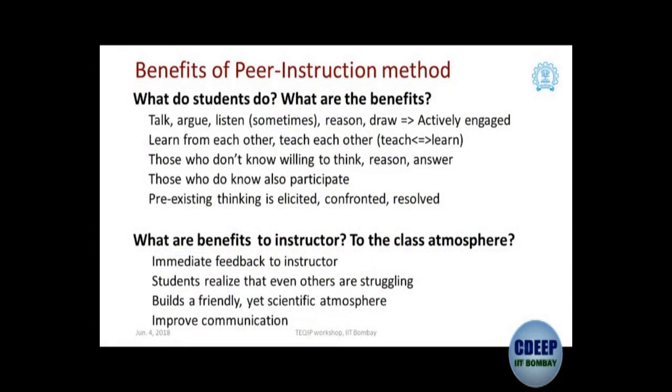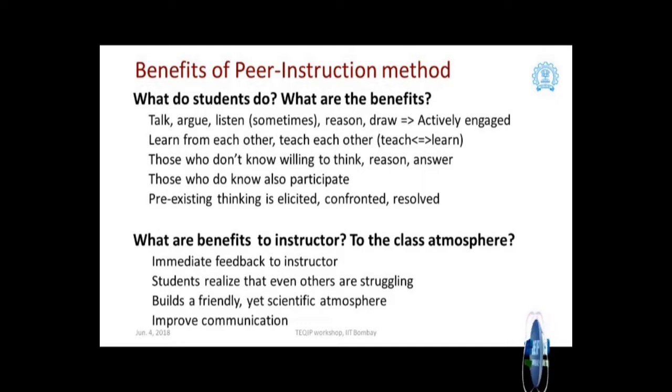And also, if you remember, I told you to fight with your neighbor and try to convince them of your answer. So your reasoning gets clearer and your communication skills also improve. So with this method, students talk, argue, listen. Sometimes they listen, sometimes they don't. But at least there's a lot of reasoning happening, which means they're actively engaged. Then the second point is important. Students are teaching each other. The moment you teach somebody something, you learn it much better. So this technique also has that benefit.